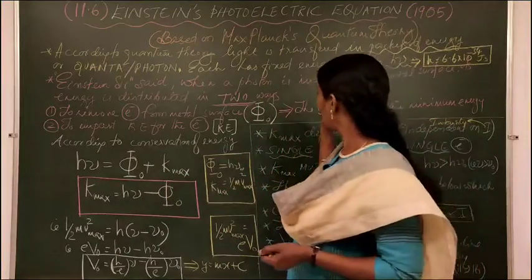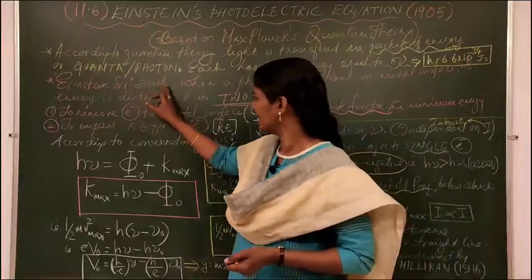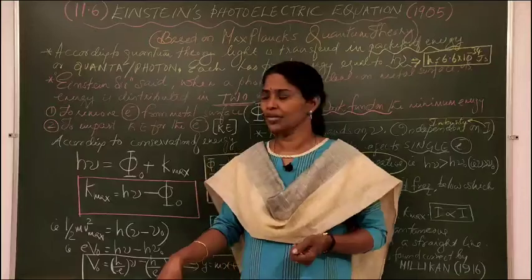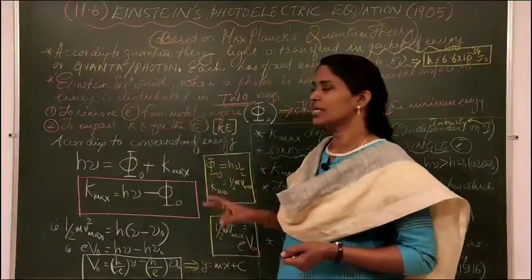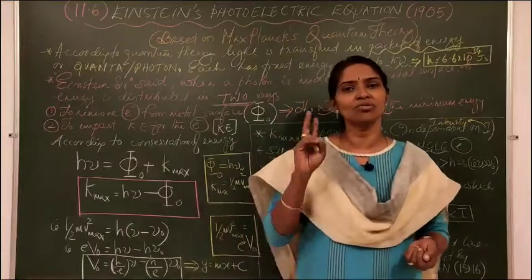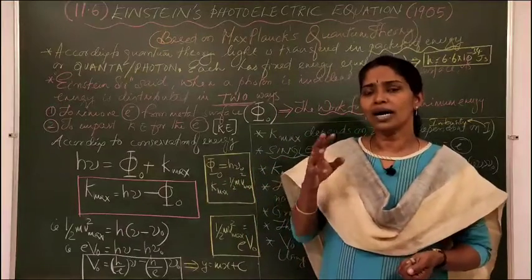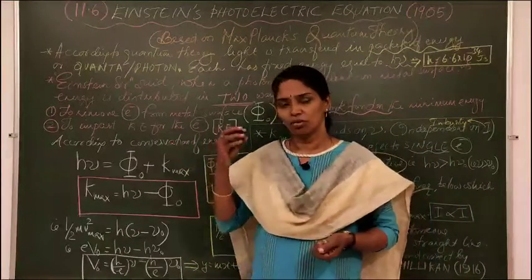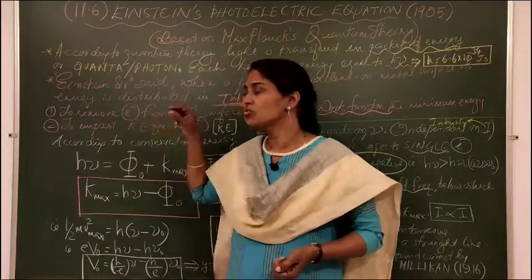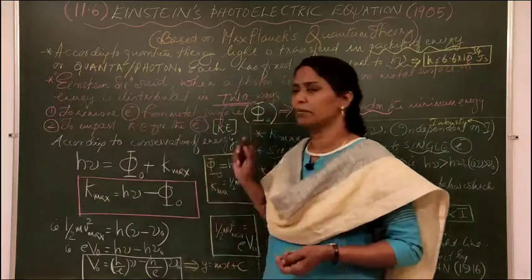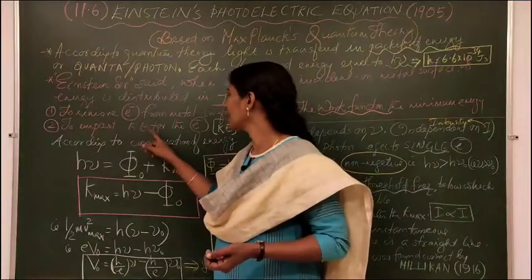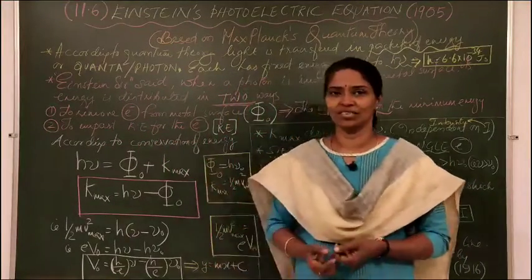Now, what Einstein said is that when a photon is incident on the metal surface, the energy is distributed in two different ways. Number one, some amount of energy is taken to remove the electron from the metal surface. And the second one, to impart kinetic energy to the electron.